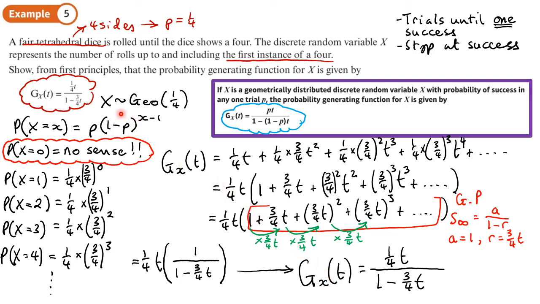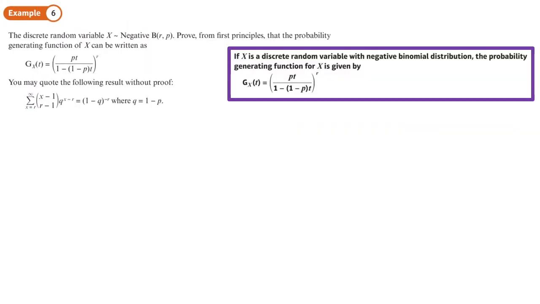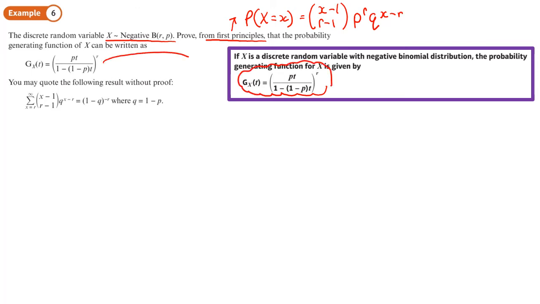So first principles is you basically start with the formula that gives you the probability for each individual value of x. So here we have a discrete random variable, which is a negative binomial distribution, and we need to prove from first principles. So that actually means using the formula that gives us the probability of each individual outcome, which is this, I believe, pretty sure this is in the formula book, and then q to the power x minus r. So it basically means using that to get to this. Okay, so it's the same as that.